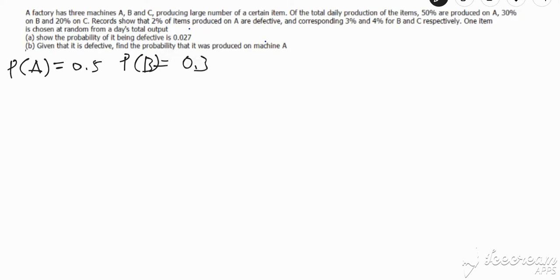Now, of course, we didn't have to give it a percentage for machine C because automatically, if 50% is produced on machine A, 30% on machine B, we have 20% that would be left for machine C. So the probability that it is produced on machine C is equal to 0.2.